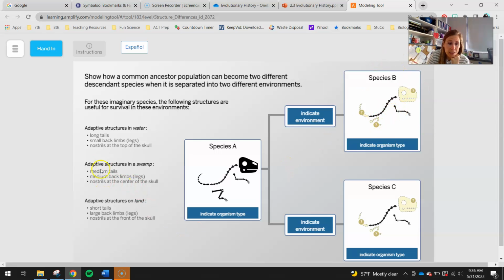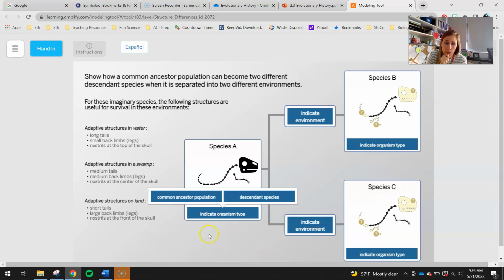Again, you can read about how their back limbs might look, so here's what you would choose for that. And then where you might see the nostrils. You can choose where the nostrils might be: here's top, middle, front. Based on your environment, choose what those structures are going to look like for species B in your environment and species C in your different environment.